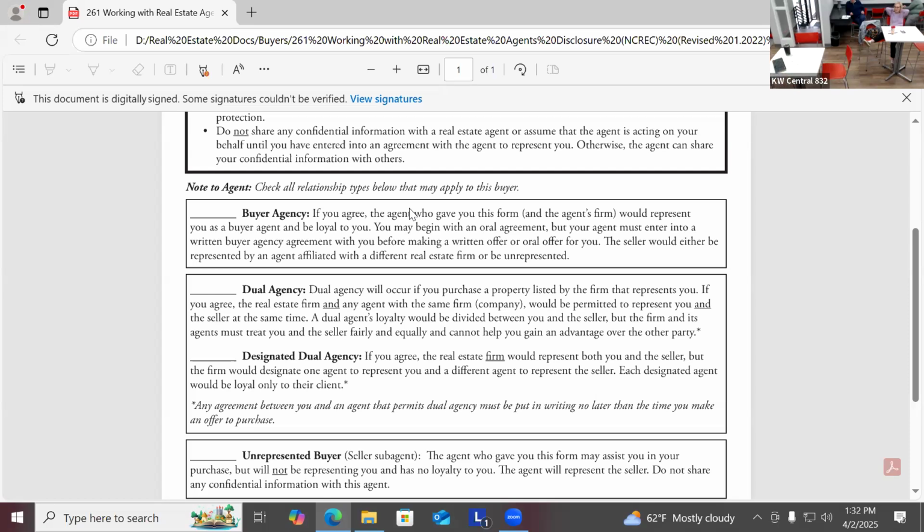So how many brown envelopes get delivered because somebody was a seller's sub-agent? None. Dual agency, same agent, dual agency, a whole lot. None with seller sub-agency, because I only represent one person. We are in a buyer beware state.